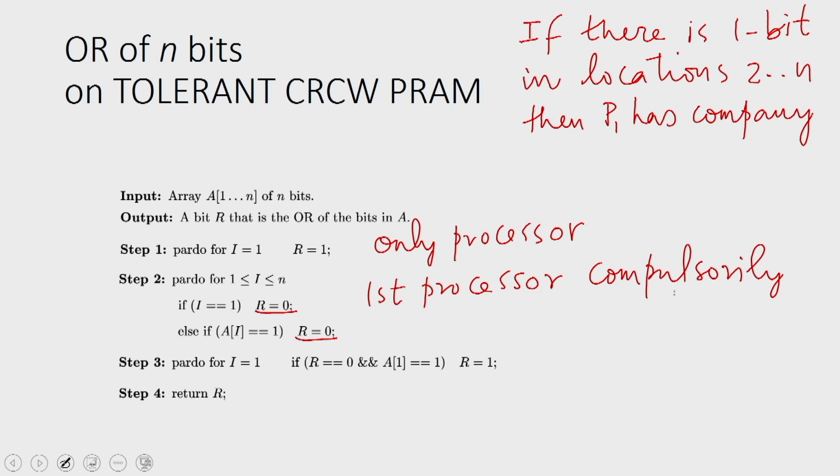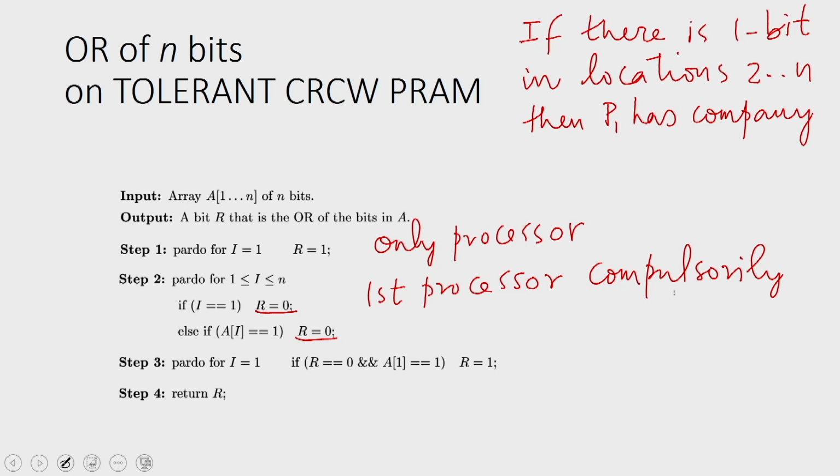Then in the third step what we do is this: if R equal to 0 and A1 equal to 1, we are setting R equal to 1. Which means, if there is no 1 in locations 2 to n, then the condition which will allow R to be set to 1 in the third step is the first bit being 1. So, unless the first bit is 1, R will remain 0, which it should, because in that case there would be no 1 in the array.